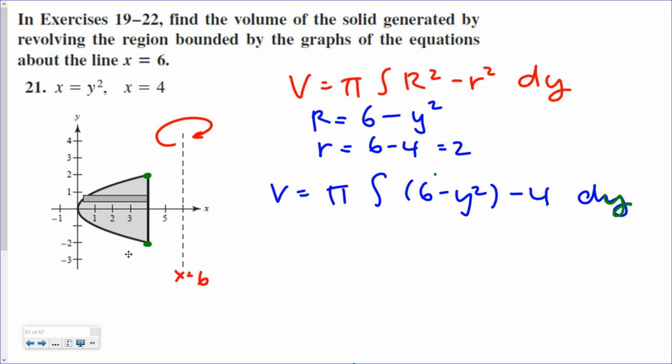It looks like -2. Do I need to verify it? It is -2. And what is my highest y value? 2. Okay, and that should give you the right answer. Did I square properly? No, I did not. I forgot this square. Thank you. Okay, and that should give you the right answer.